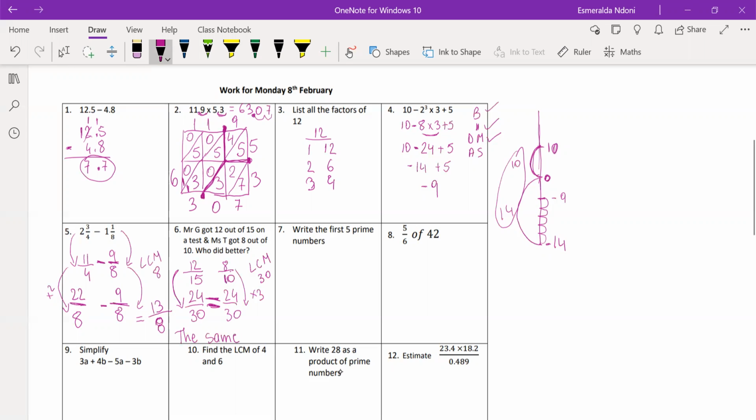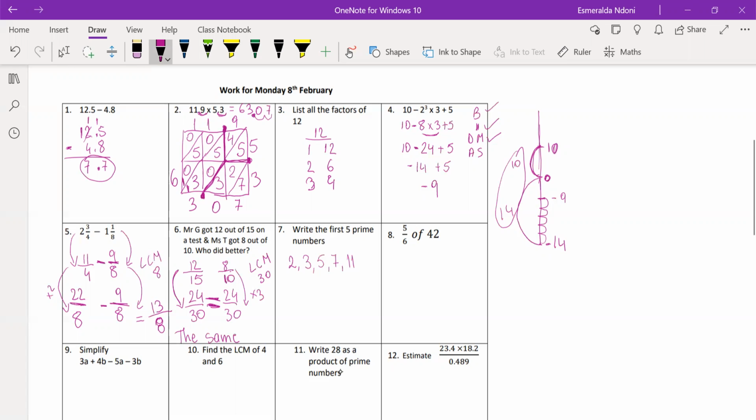Okay, write the first prime numbers. I noticed from your work that a couple of you got it wrong, but that's okay. The prime numbers only have 2 factors. So the prime numbers are 2, 3, 5, 7, and 11. These are the first 5 primes, and of course they carry on to infinity.